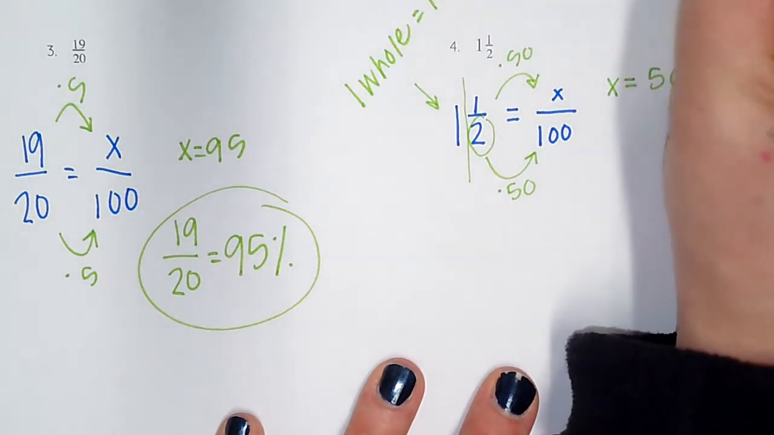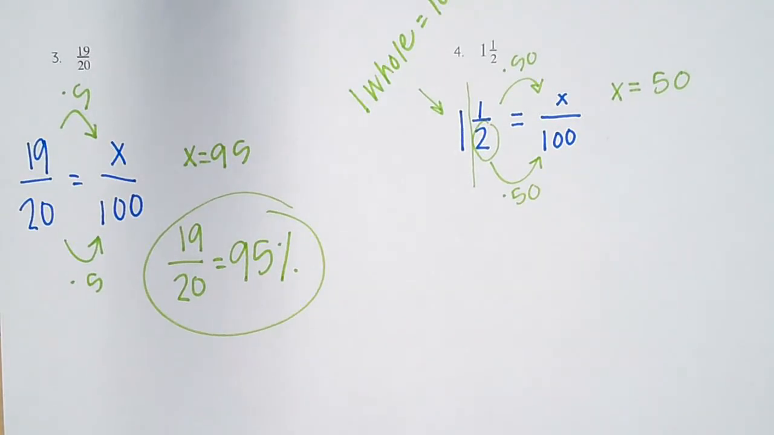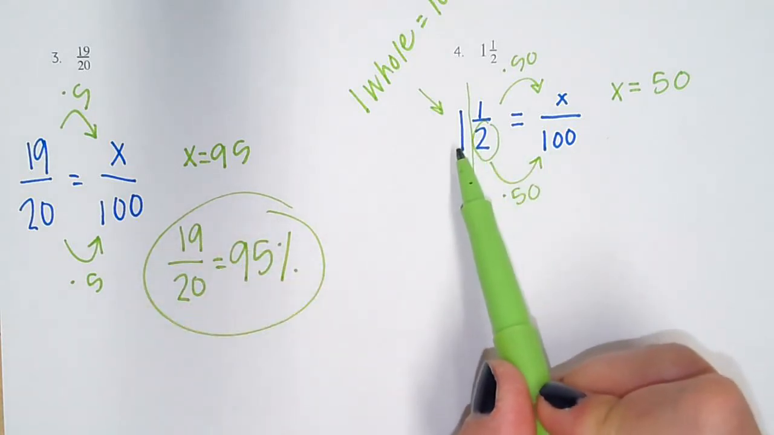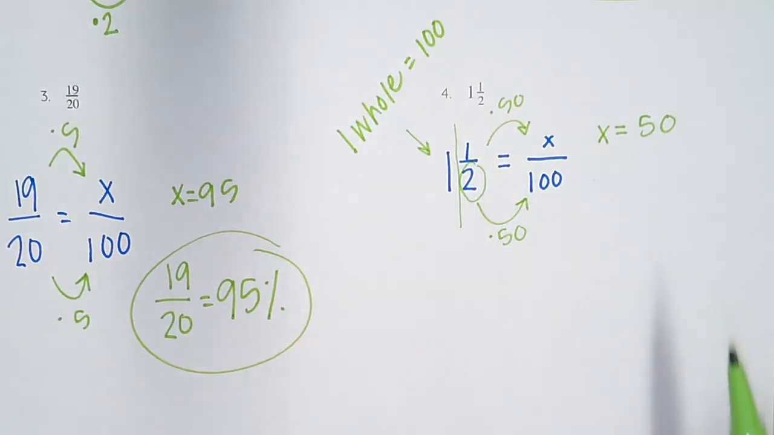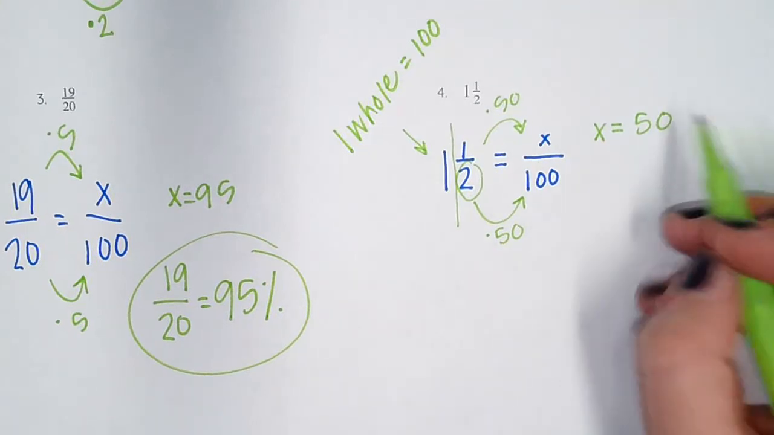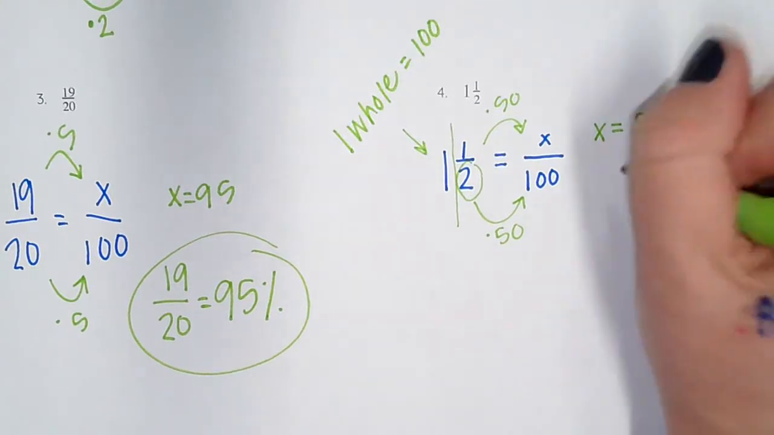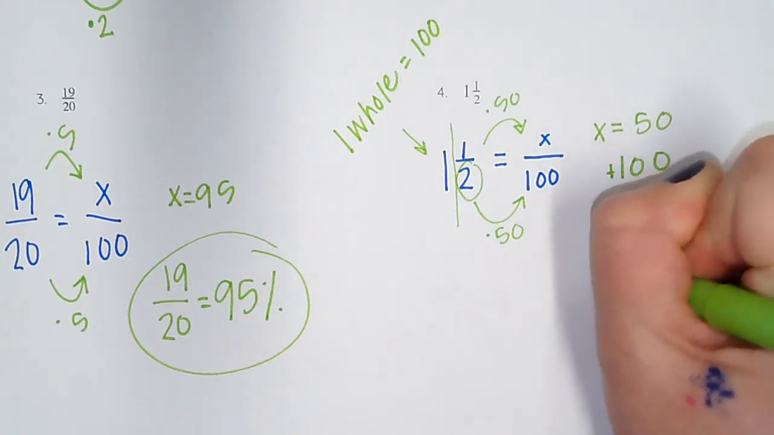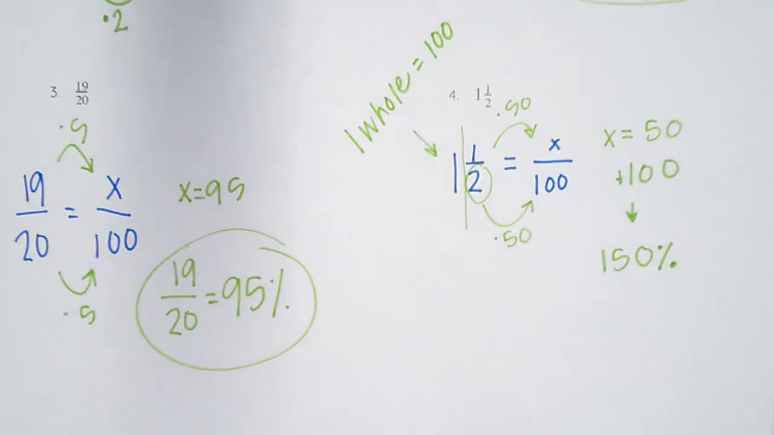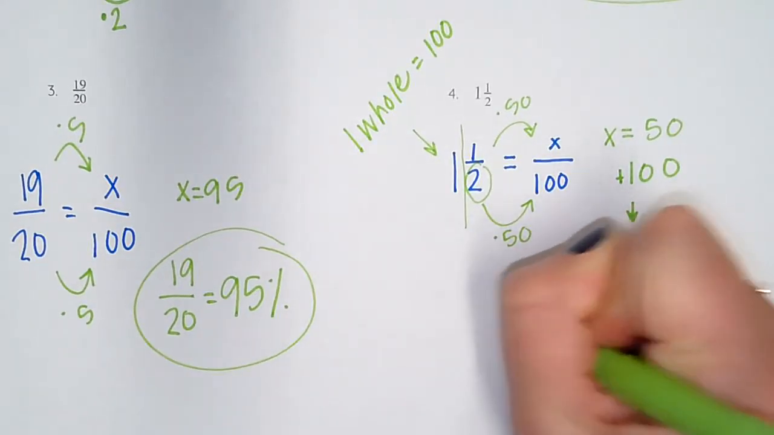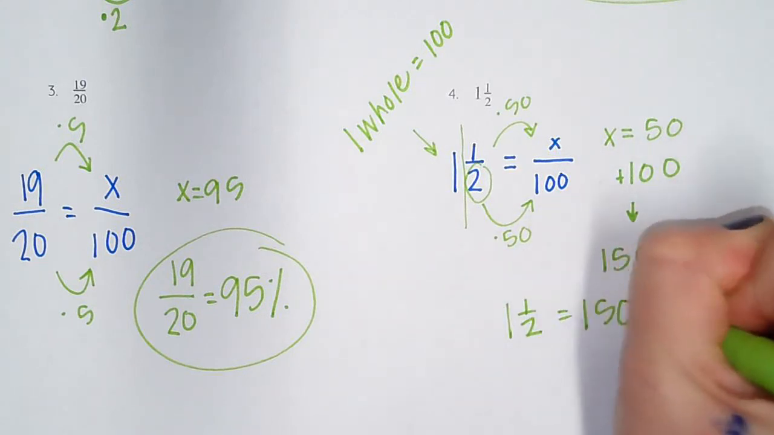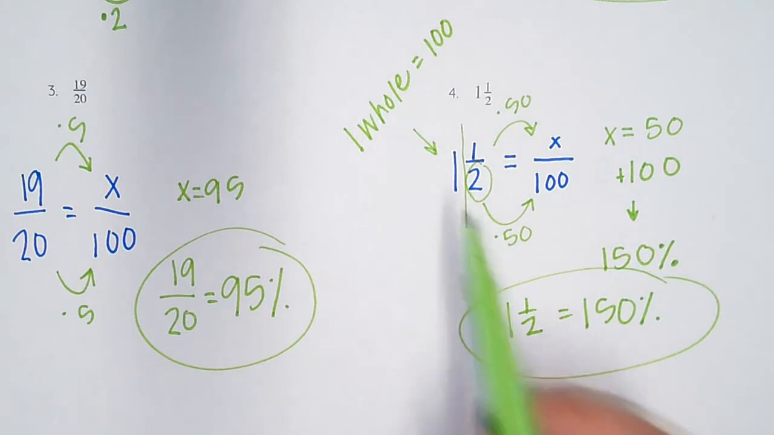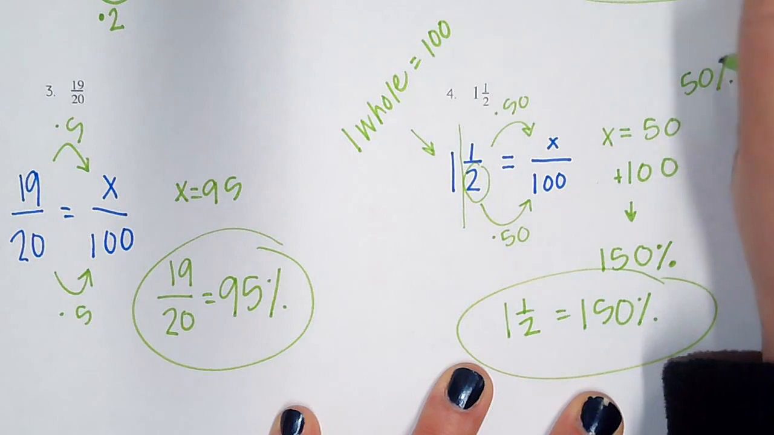X equals 50. Now, I don't have 50%, remember, because 50% is only part of 100, but I have that whole additional 100. So what I actually do is I have 50 plus that additional 100, meaning that my percent is 150%. So 1 1/2 written as a percent is 150%. If you have that mixed number, you have more than 100. So just writing 50% does not work.